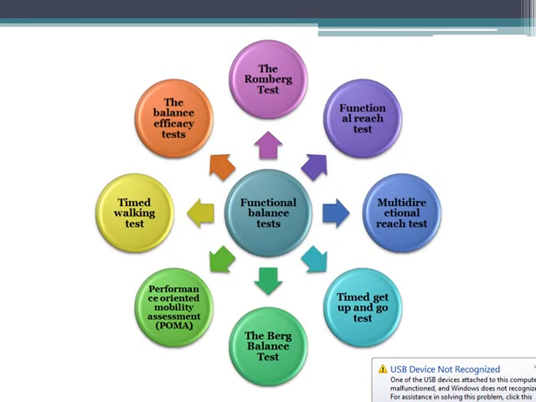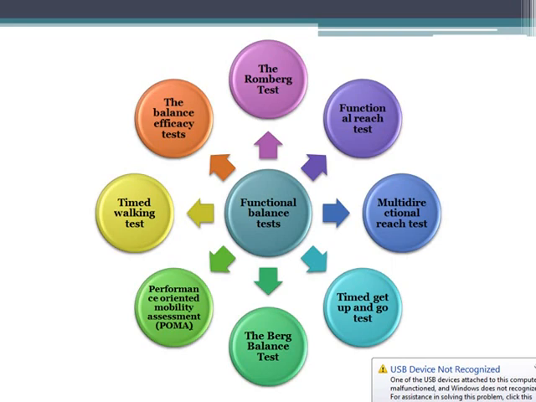Now we are talking about the functional balance tests. There are eight tests. First is the Romberg, second is the functional reach test, third is the multidirectional reach test, fourth is the timed up and go test, fifth is the Berg balance test, sixth is the POMA scale, seventh is the timed walking test, and eighth is the balance efficacy test.